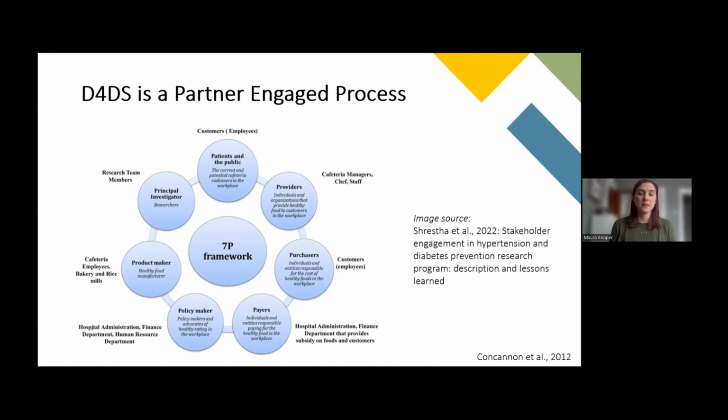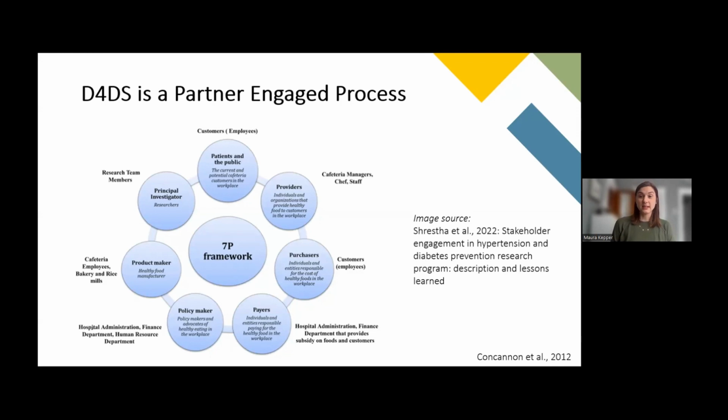So what you're seeing here on the screen is called the 7 Ps framework for stakeholder engagement in outcomes and effectiveness research. And this is really a helpful starting point to consider all of these different people. So it has patients and the public, providers, purchasers, payers, policymakers, product makers, and principal investigators or researchers. And this is a nice example, actually, in hypertension and diabetes prevention research, a really nice paper that describes lessons learned from their engagement process.